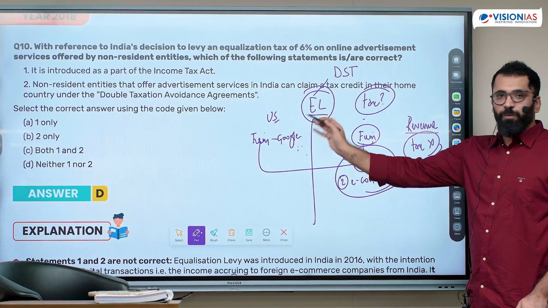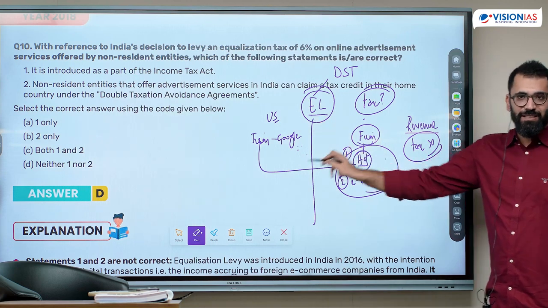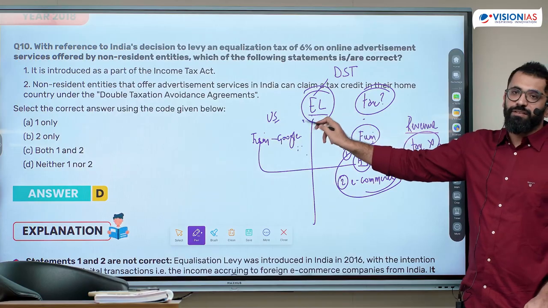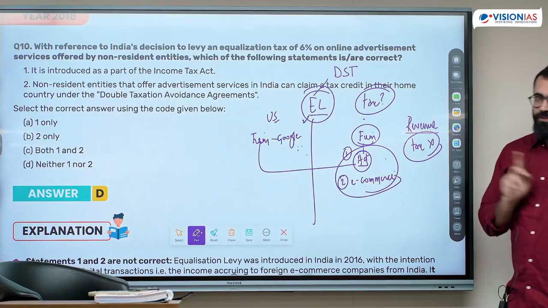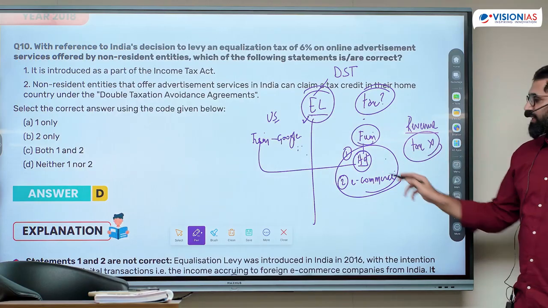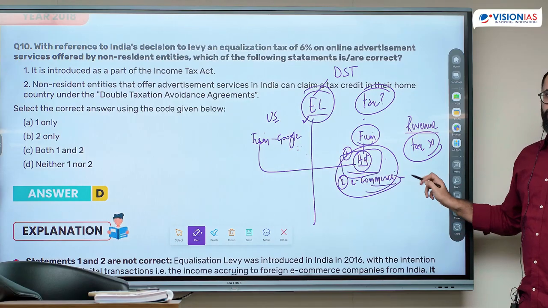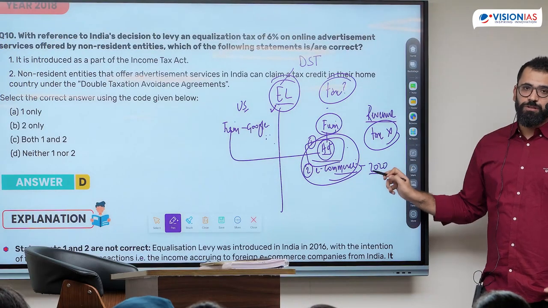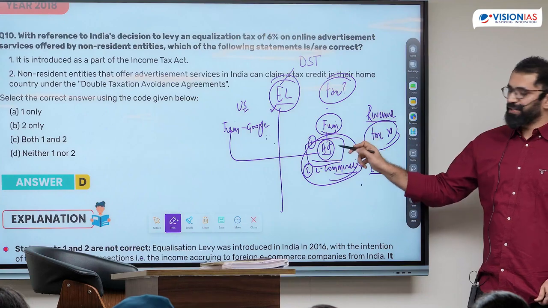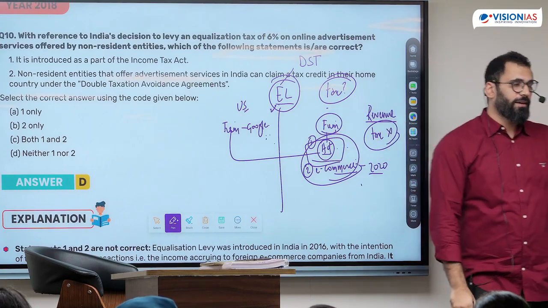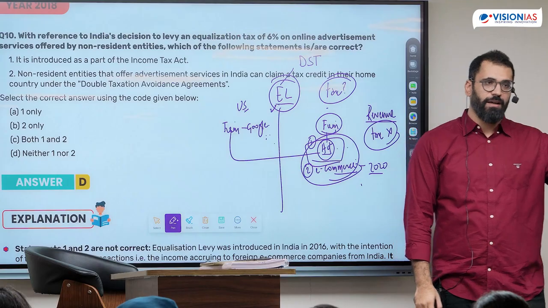If you have a firm operating anywhere in the world and you sell services to Indian people, Indian firms, you will have to pay this equalization levy. Only one type of service was covered in 2016, that was advertisement services. In 2020 an amendment was made and e-commerce services were also added.